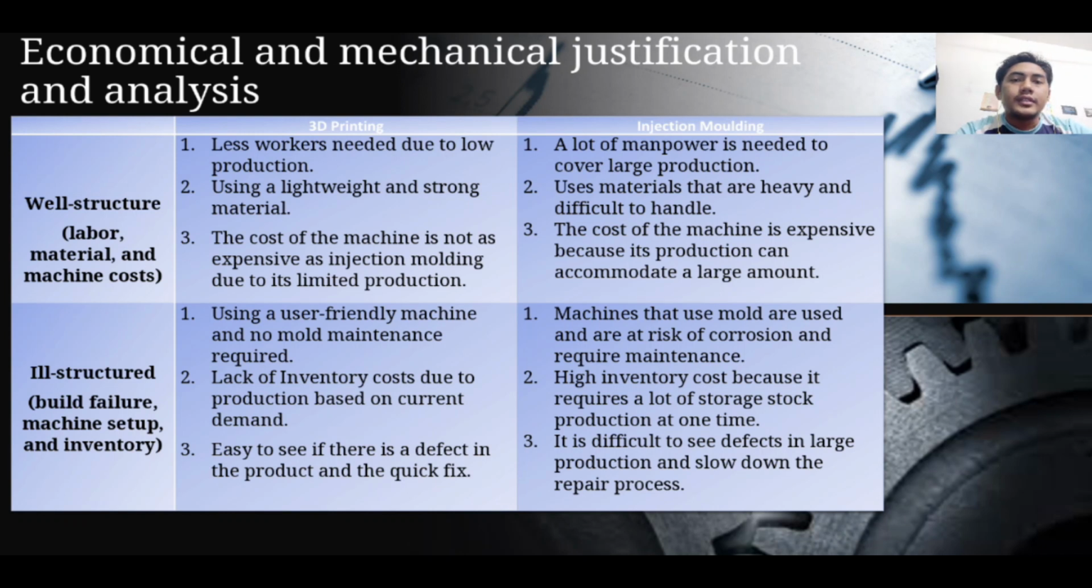Next, the ill structure. For 3D printing, it is a user-friendly machine with less inventory cost, and it is easy to see the defect. For injection molding, the machines use molds and require maintenance. High inventory cost because a large stock needs to be stored at one time. Difficult to see the defect in large production.